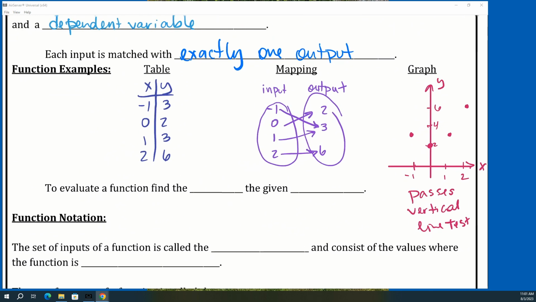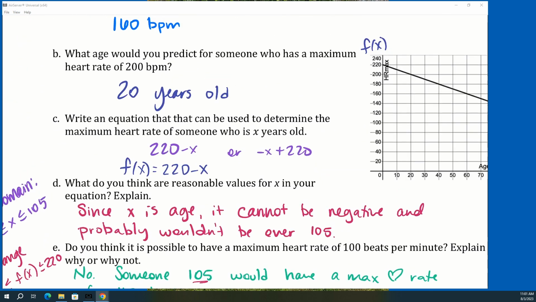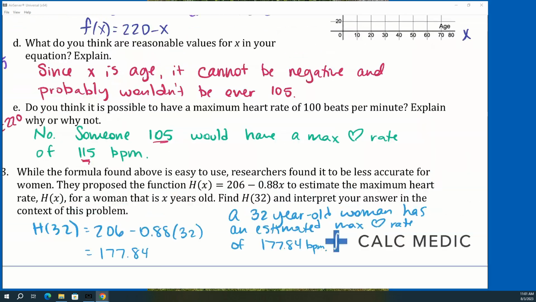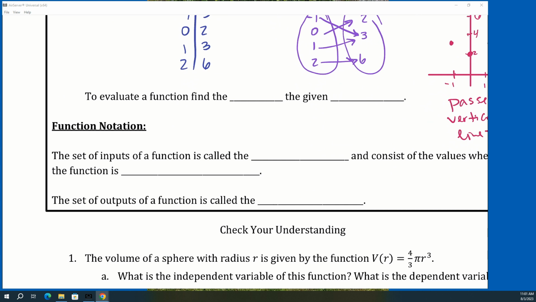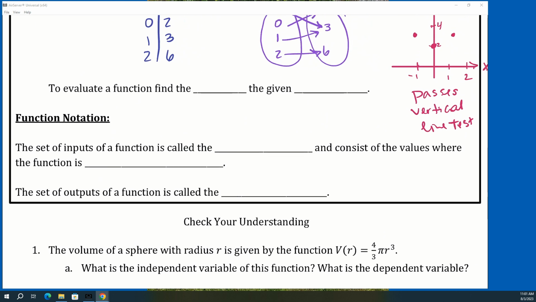All right, now you guys did evaluating a couple of functions actually. One you used a graph to evaluate it, another one you just used the algebraic expression. But anytime you're evaluating a function, you're finding the output. I left out a word, so we're just going to say for the given input.